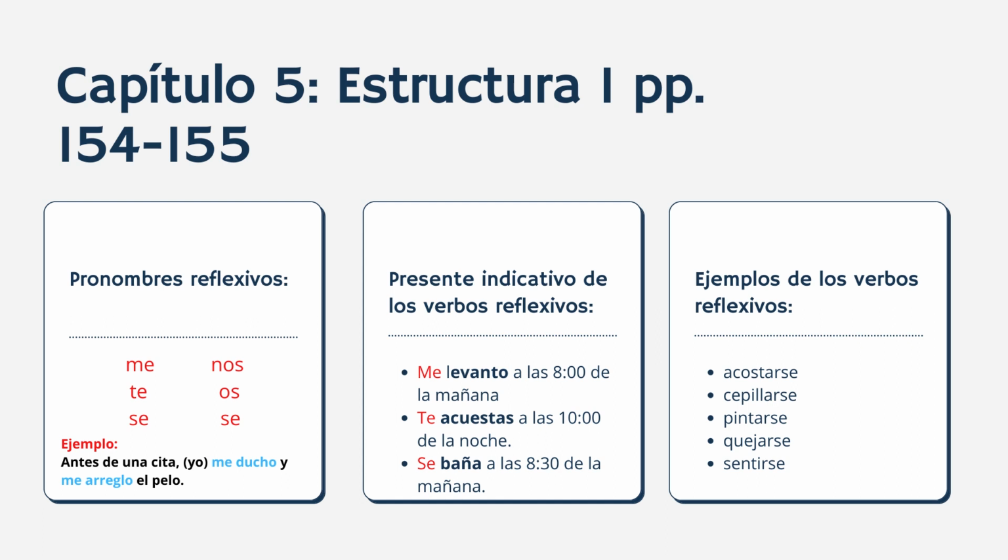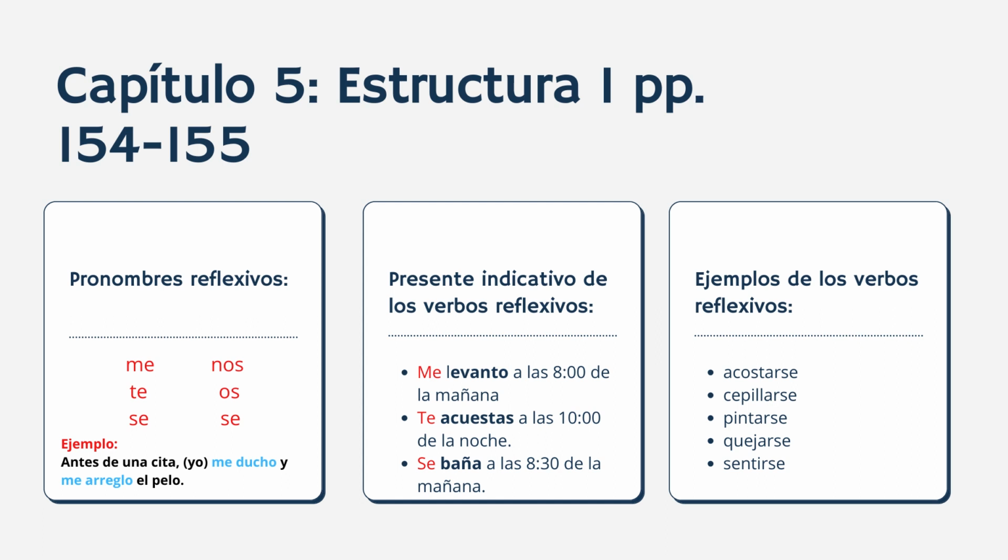So the reflexive pronouns, vamos a hablar sobre los pronombres reflexivos. Here we have them listed. So the reflexive pronouns in Spanish are me, te, se, nos, os, and se. And each pronoun corresponds to a different subject. As you can see, me, te, se, nos, os, and se, they correspond to its own subject. Me corresponds to yo, te corresponds to tú, se corresponds to él, ella, or usted, and so on.